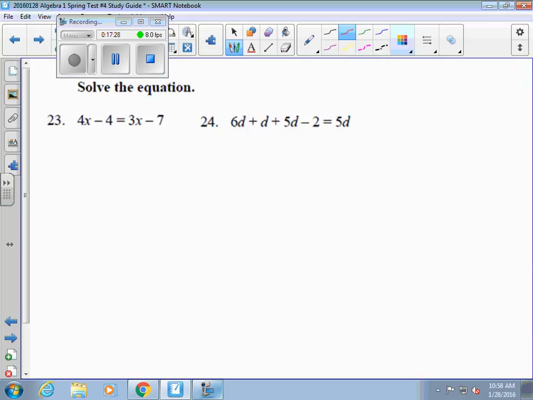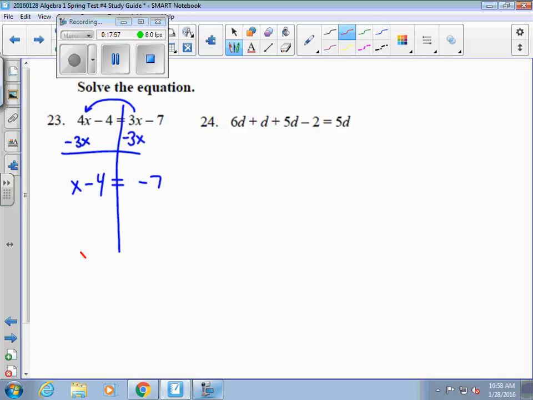23 just asks you to solve these equations. The first one has variables on both sides. Remember, you want to get all your variables collected on the same side. Bring the smaller x over to the larger one. 3 is smaller than 4. So if we want to bring this over, now we do have like terms this time. It's +3x. We know how to undo +3x. We subtract it. When you do it to that side, you do it to this side. So 4x minus 3x is going to be 1x. We still have -4. We still have equals -7.